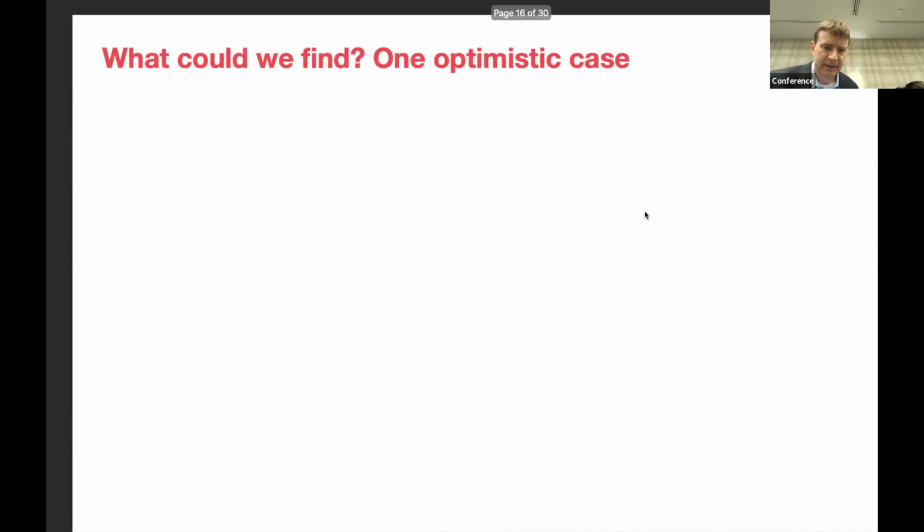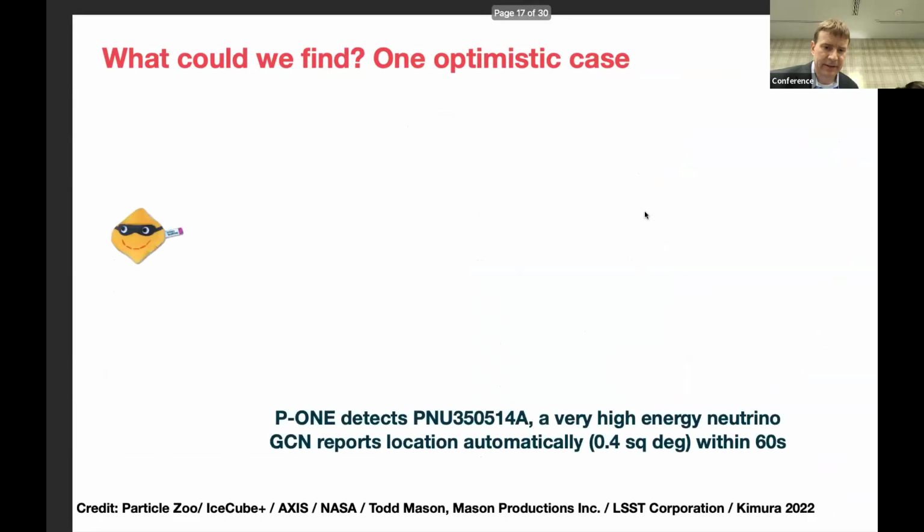So just to conclude, I'd like you to imagine one thing that we might be able to find. It's hard to imagine what's going to happen even tomorrow or next week, but let's imagine it's 10 years in the future, and AXIS is successfully launched, it's working, everything is going well. And then a future neutrino observatory, let's pick P1 at random, has detected a high-energy neutrino. And because many neutrino observatories are going to be located in water, they have very good precision. So it says there's a neutrino that is within 0.4 square degrees, and it reports that within 60 seconds. This is very normal. This is already what neutrino observatories are able to do.